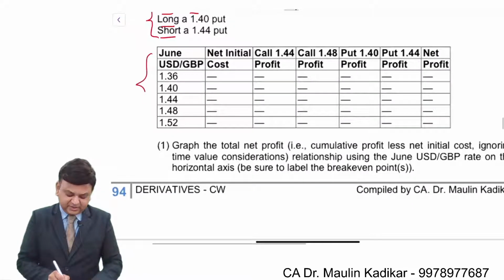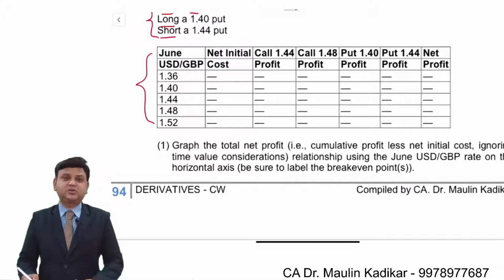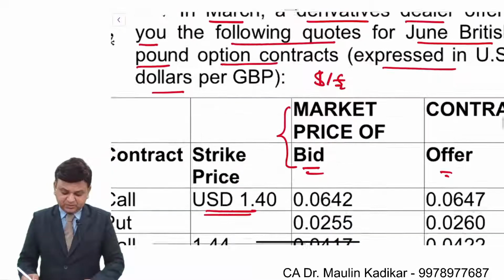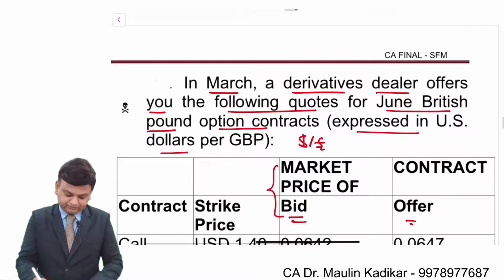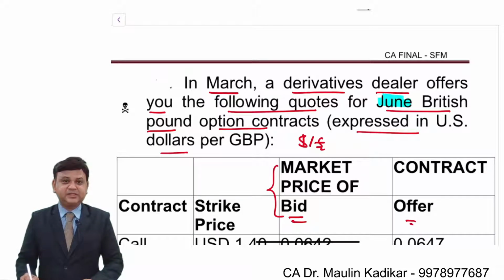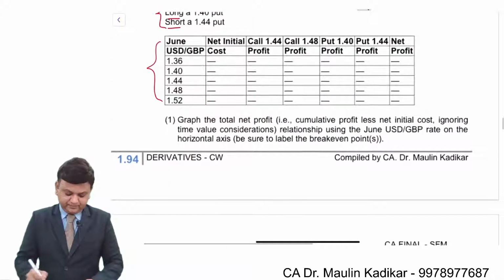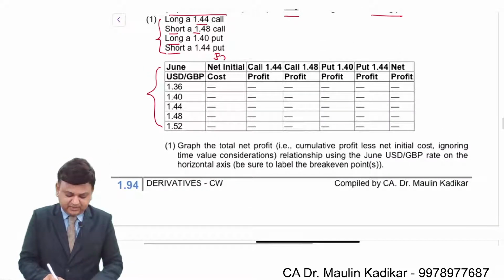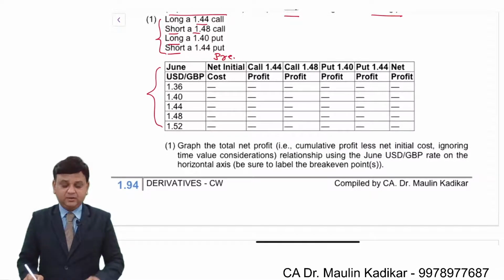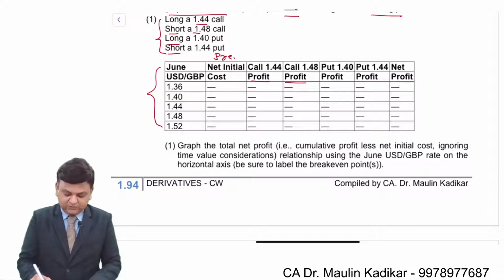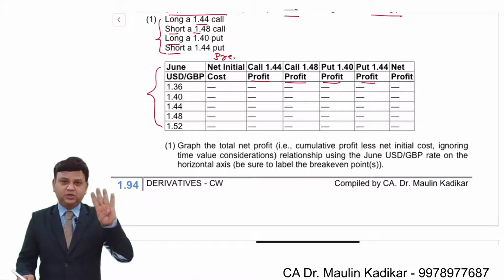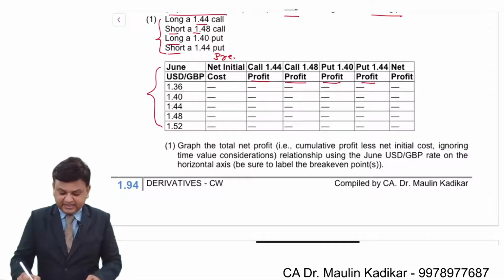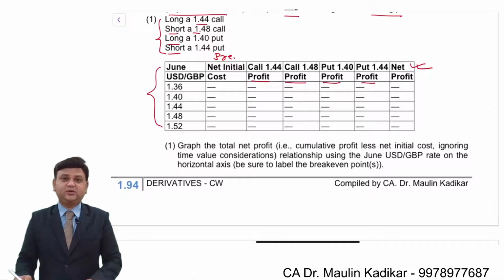We have been provided with different spot exchange rates on the date on which the option is expiring, that is over here, say the month of June, when the transaction is expiring. We have been provided with the information net initial cost, meaning the premium. Then profit on 1.44 call means the payoff. So 4 payoffs are required to be found along with the premium, and that is the way the net profit or loss is required to be calculated.